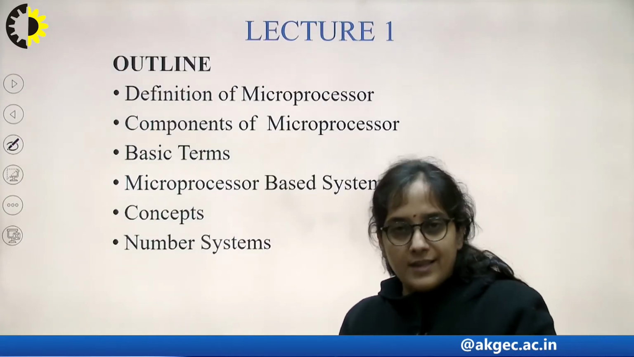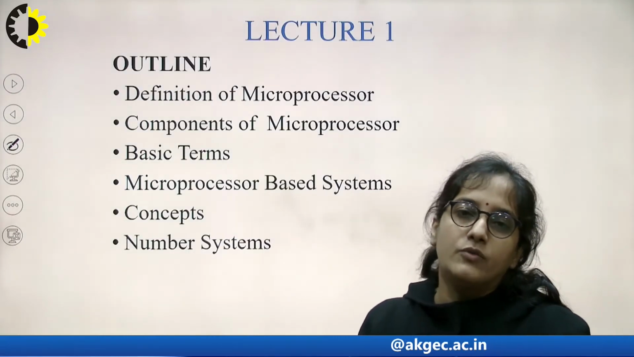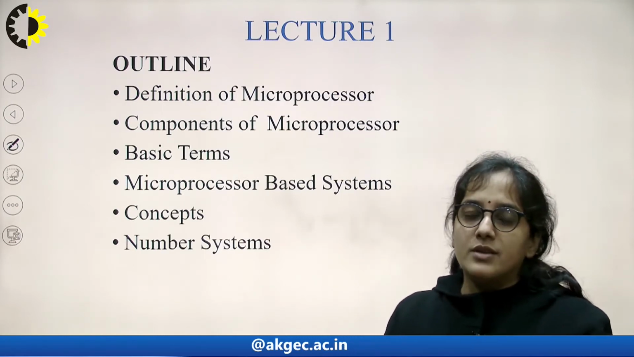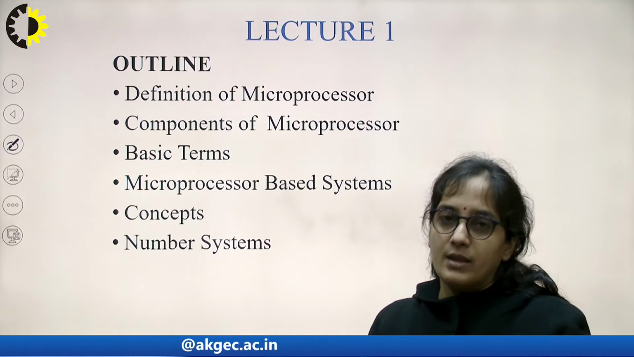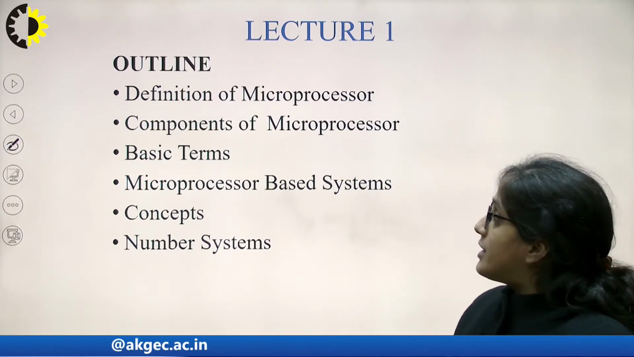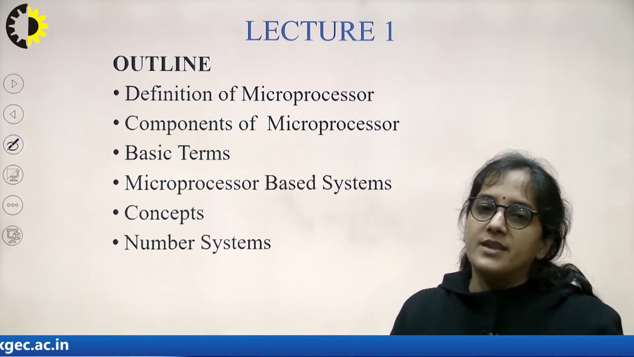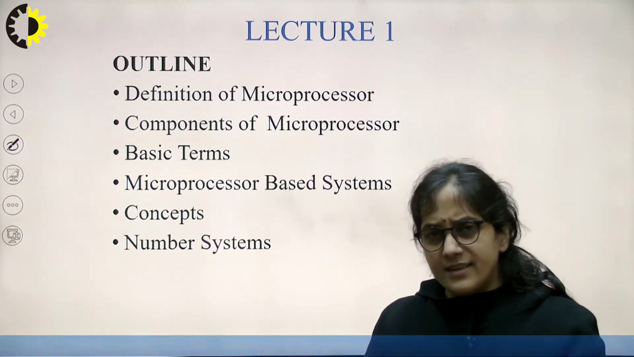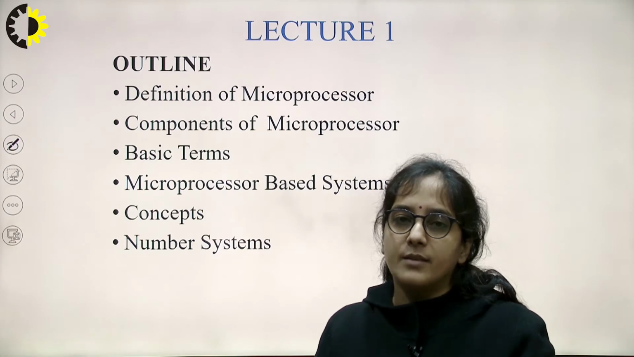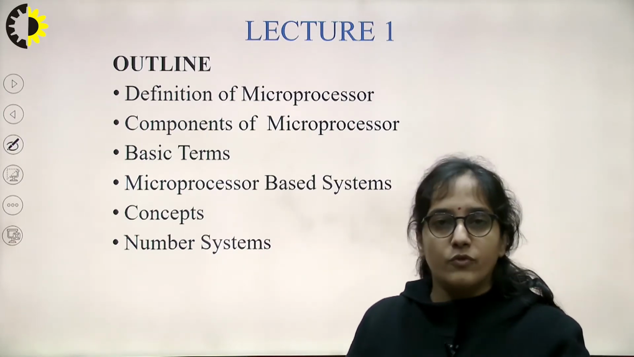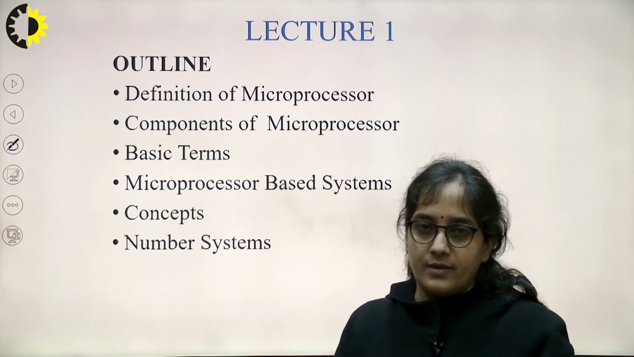So, this is lecture number 1. In this I am first going to cover these outlines. First of all, we are going to discuss how we can define a microprocessor, the components of a microprocessor, the basic terms, microprocessor based systems and their concepts, and the number system, which is the last topic and is the prerequisite for understanding the working of a microprocessor.